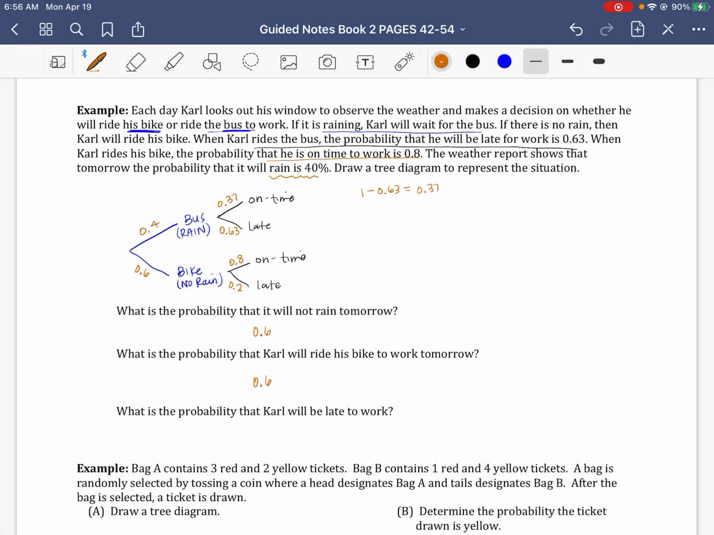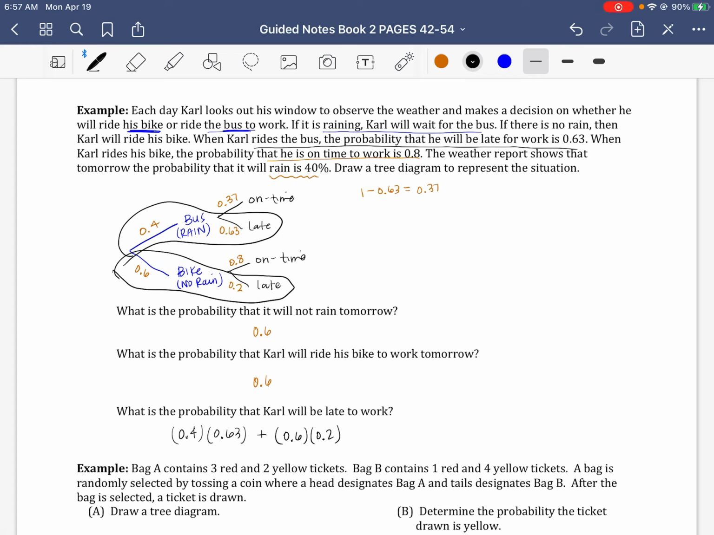So when we look at this, we say, okay, well, either he rides the bus and is late, so that's one option. So again, we go 0.4 times 0.63 to get to the end of that branch, or, which means plus, he rides his bike and he's late. So we have to add all the branches that apply to him being late to work. And then we just multiply that. So we end up with 0.372, or in other words, 37.2%, however you'd like to write it.